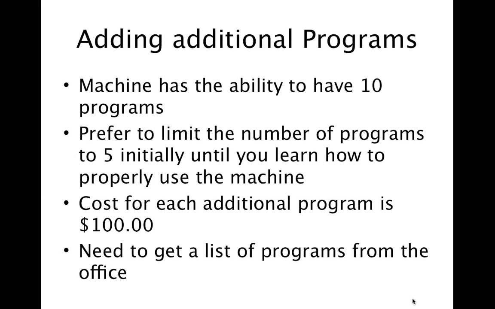The cost for each additional program is $100. But if you take the microcurrent course, you'll be able to add programs to your own machine. You need to be PC literate. You have to be able to use a Windows computer. At the seminar, you will learn how to load the software, program your machine, and then you can simply download different programs.